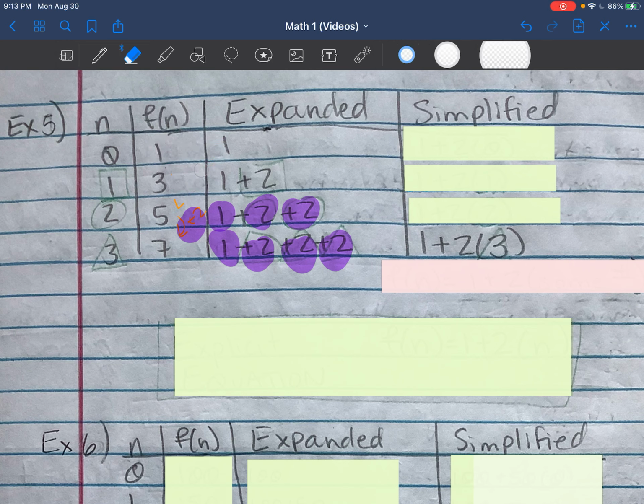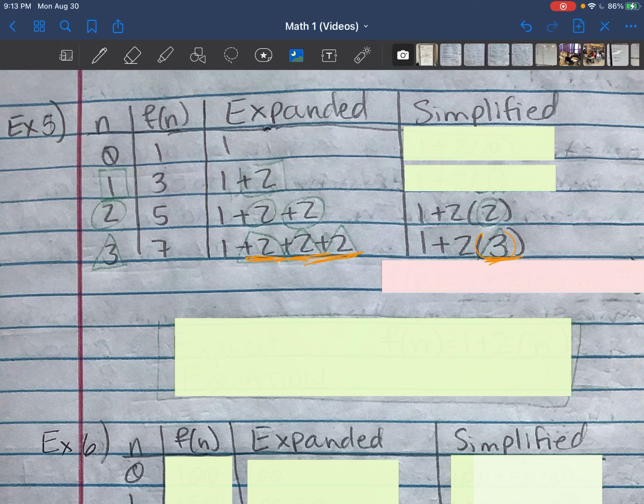Miss Rawolf, where did you get this 1 plus 2 times 3? Well, I added 2 three times. I can shorten that as 2 times 3, because 2 plus 2 plus 2 is 6, and so is 2 times 3. That's also 6. Whenever you want to shorten adding a bunch of the same number a lot, you can shorten it to multiplication.